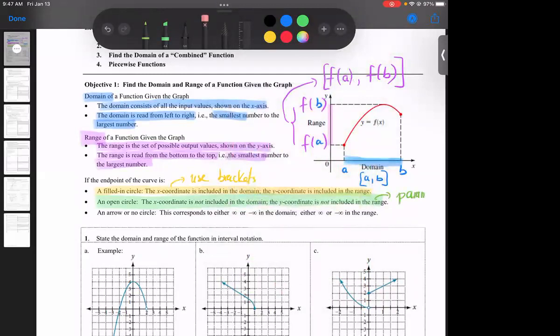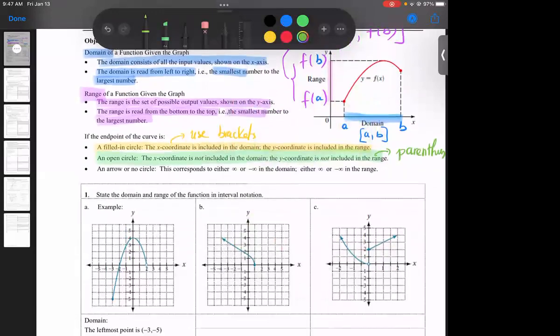I hope I spelled parenthesis right. I blame autocorrect. I used to spell okay. Now I don't have to spell anymore. My phone does it for me.